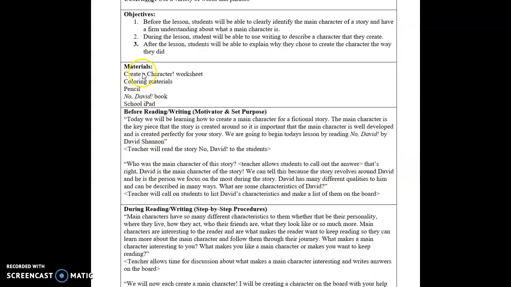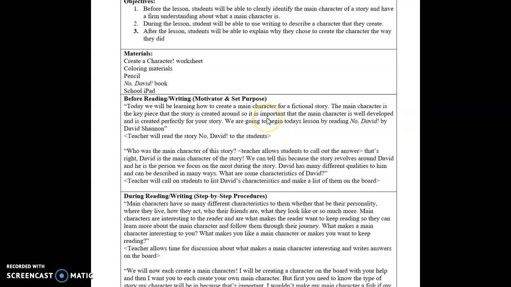The materials that we will be using are a create a character worksheet, coloring materials so they can color their character, a pencil so they can write, the book No, David!, and a school iPad.